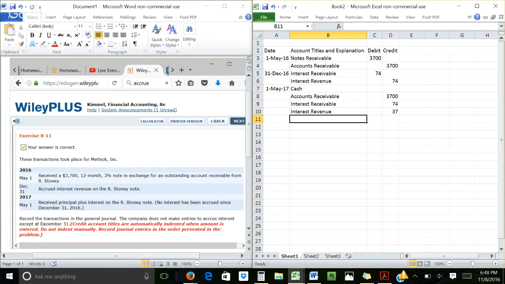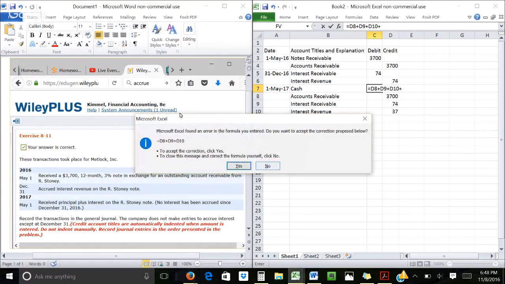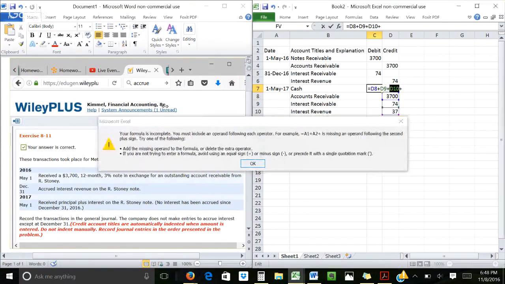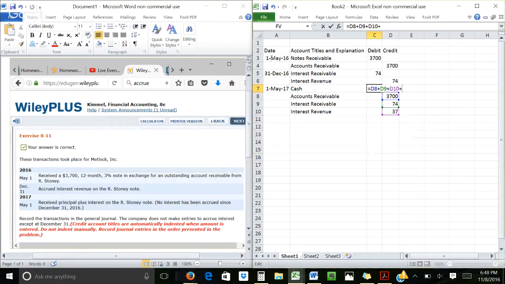And then we can add all of those credits up to get the appropriate cash amount that R. Stoney will have paid. So we will sum up 3,700 plus 74 plus 37. One too many plus signs. Let's see here. There we go. And that gives us the total of $3,811.